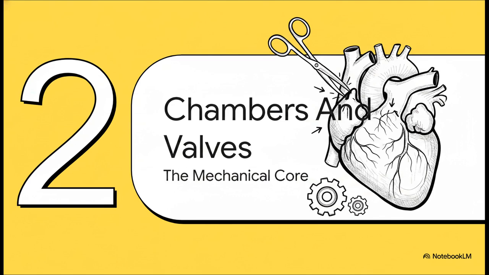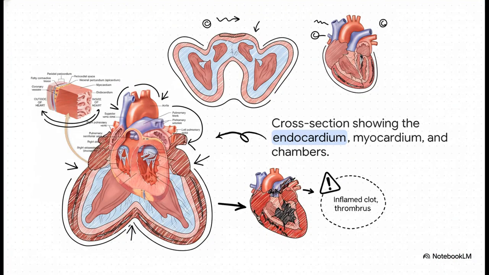Okay, let's move to Section 2, inside chambers and valves, the mechanical core. Moving deeper into our surgical approach, let's go ahead and cut through that pericardium, look inside, and see how this builds our structural understanding. Internally, it's like a house divided into 4 distinct rooms. You have the 2 upper receiving chambers, the right and left atria, and the 2 lower discharging chambers, which are the powerful right and left ventricles.